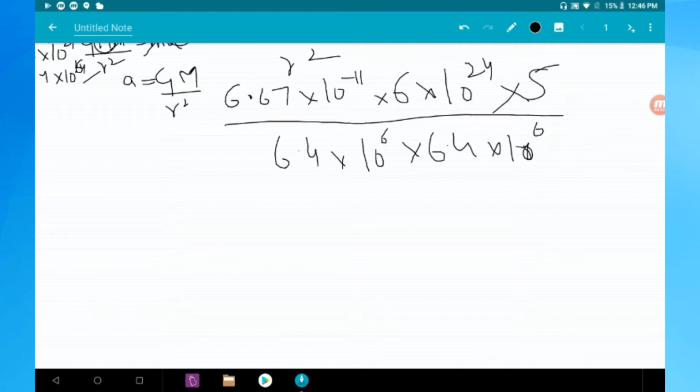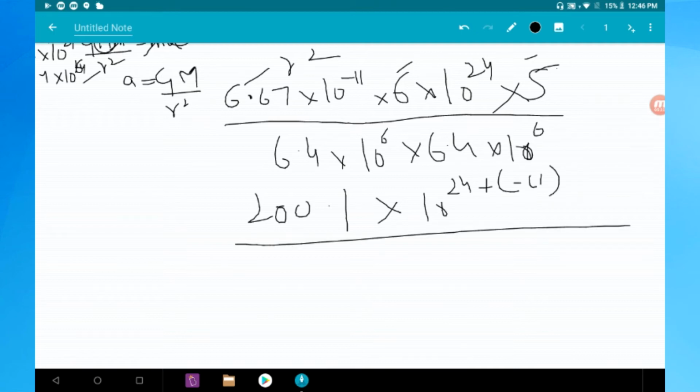Okay, let's multiply the 5 also with it, so we can finish the calculations. So it comes to be this into this into this and this. It comes to be 200.1. Bases are same, powers are added, 10 to the power 24 plus negative 11.